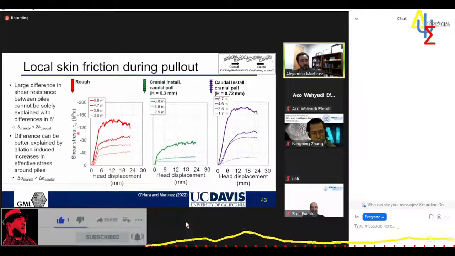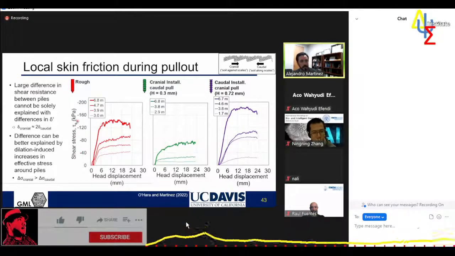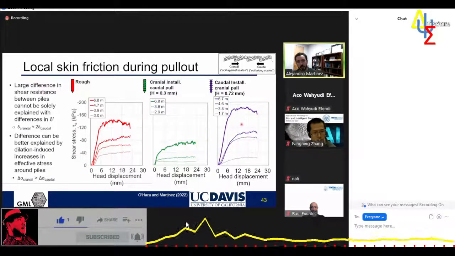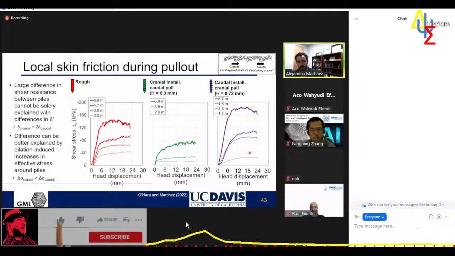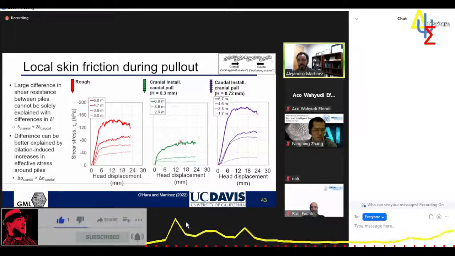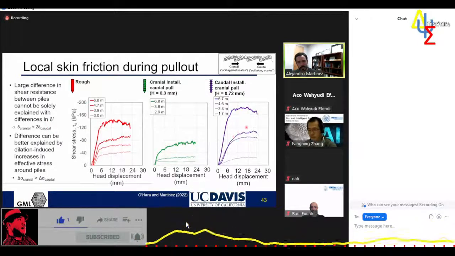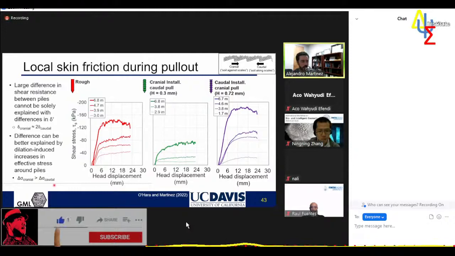We can now take a look at the local t-z response in terms of shear stress and head displacement. I want to focus on the cranially pulled one, showing how the mobilization of shear stresses is much greater when we pull in the cranial direction than in the caudal direction. And again, this is not only because of the friction angle. The friction angle is greater on the cranial side by about a factor of 2, but this actually has a lot to do with increases in the normal effective stress.